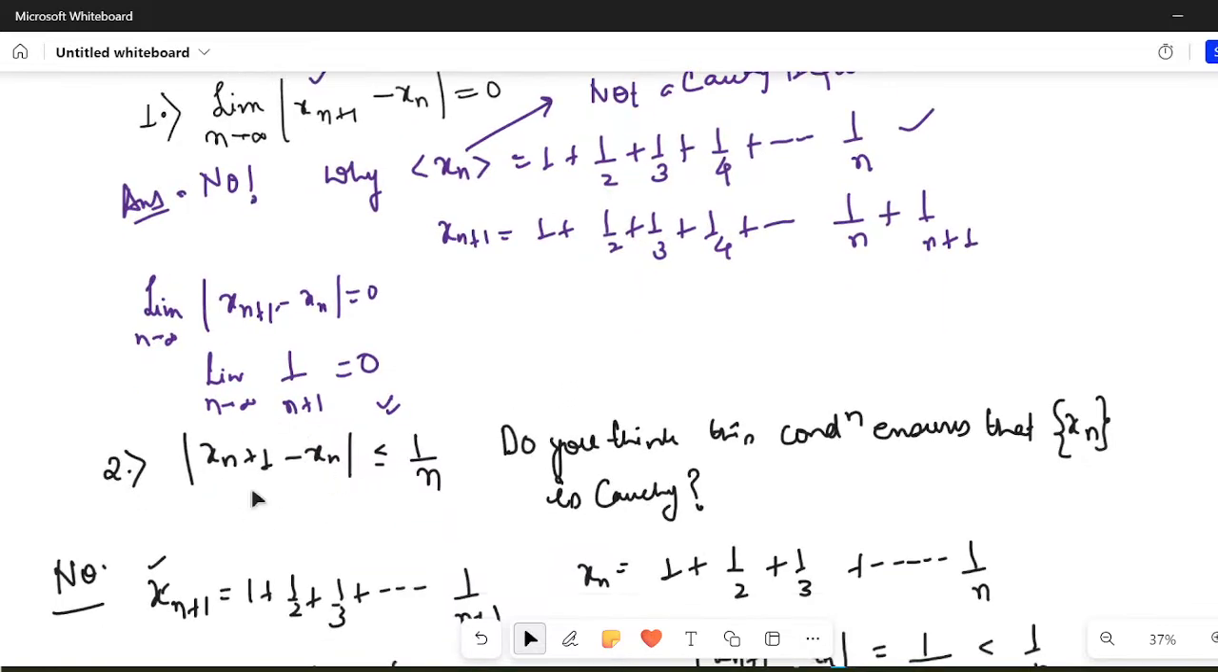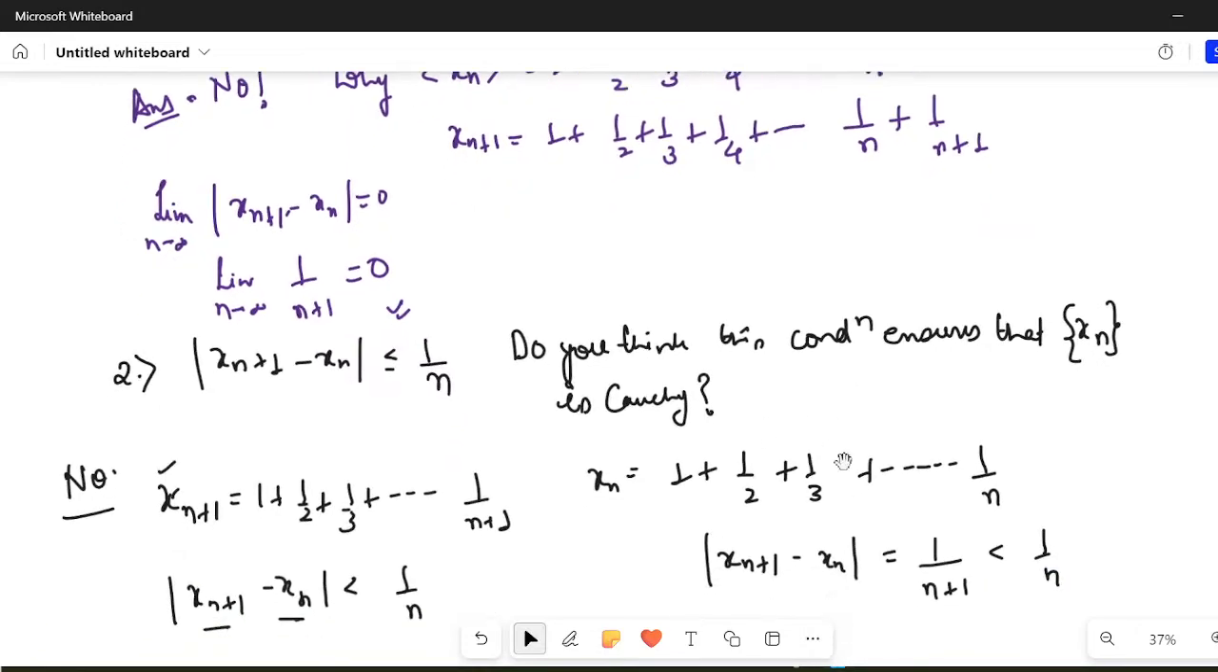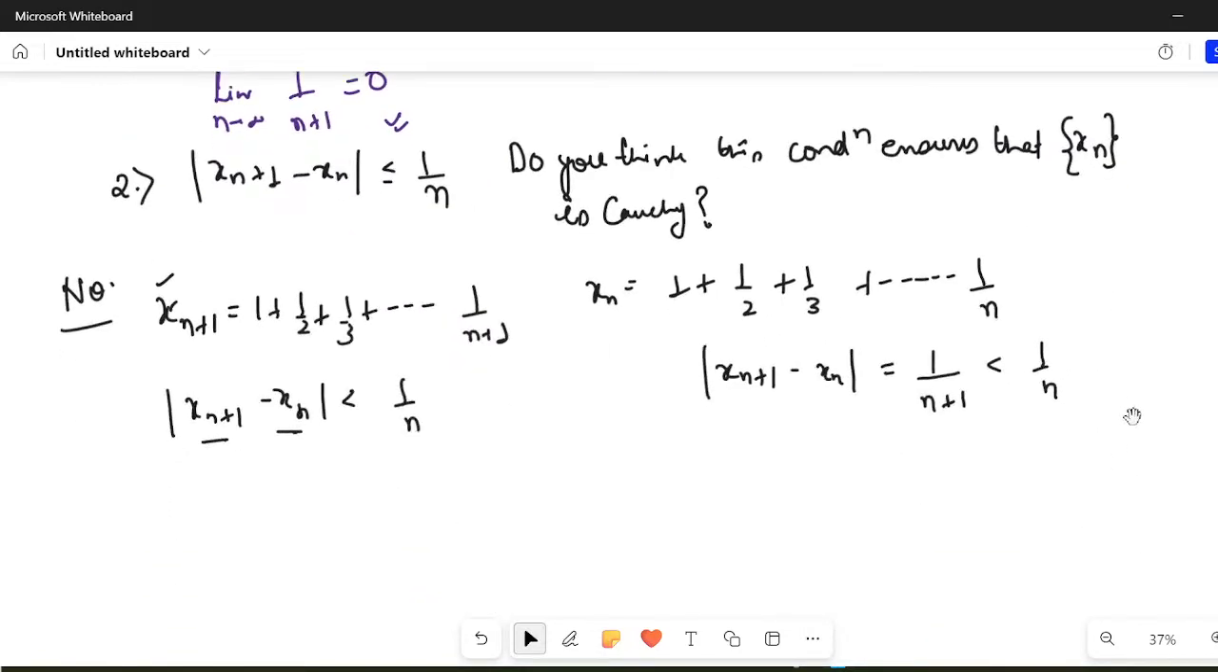Similarly, do you think that if mod of xn plus 1 minus xn is less than or equal to 1 upon n, it satisfies that xn is a Cauchy sequence? No, not at all.